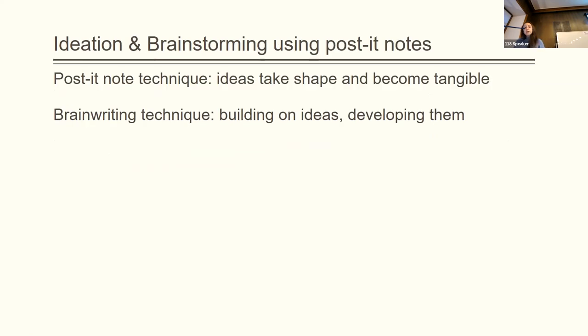In the phase of ideation and brainstorming, two different techniques were used. One of them was the postage note technique, as we know very well. And in this multimodal practice, ideas actually take shape and they become tangible because participants use one postage note per idea. And this technique helps them later on to reorganize their ideas in categories. Also, another technique, which is called brainwriting, was used. And this technique is basically, as its name suggests, based on writing only. In a silent way, participants take on each other's ideas and they develop them further in a writing form.